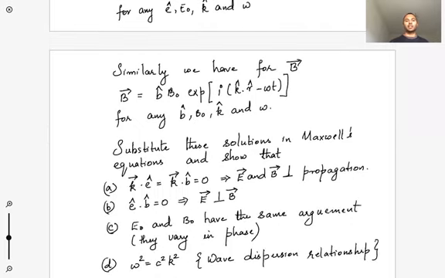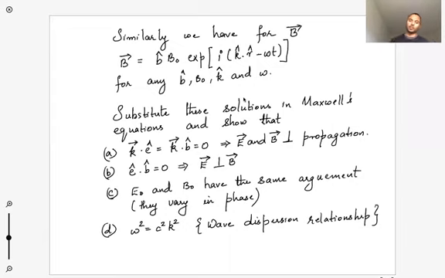So if you take these solutions and plug them back into Maxwell's equations, you're going to show a few things. One is point A, which is that the electric and the magnetic field are perpendicular to the direction of propagation, and the direction of propagation is given by the wave vector, k. The second thing, you'll show that the electric and the magnetic field are perpendicular to each other. So they form basically a right-handed set, electric field, magnetic field, and the direction of propagation, just like the three Cartesian axes, X, Y, and Z.